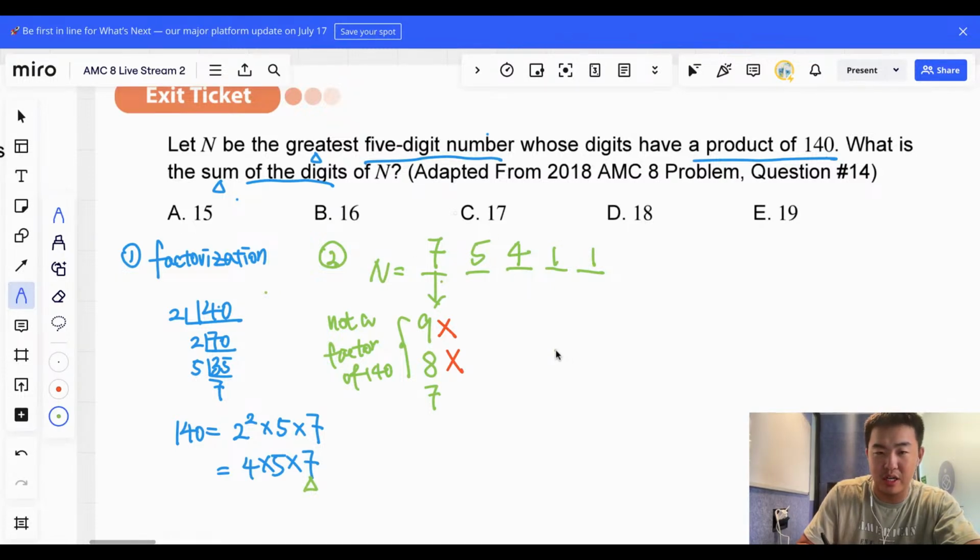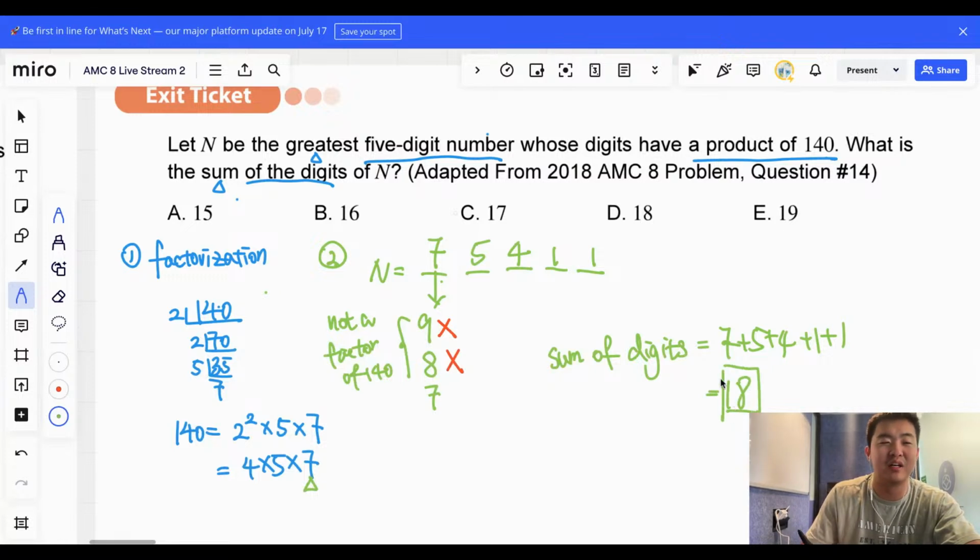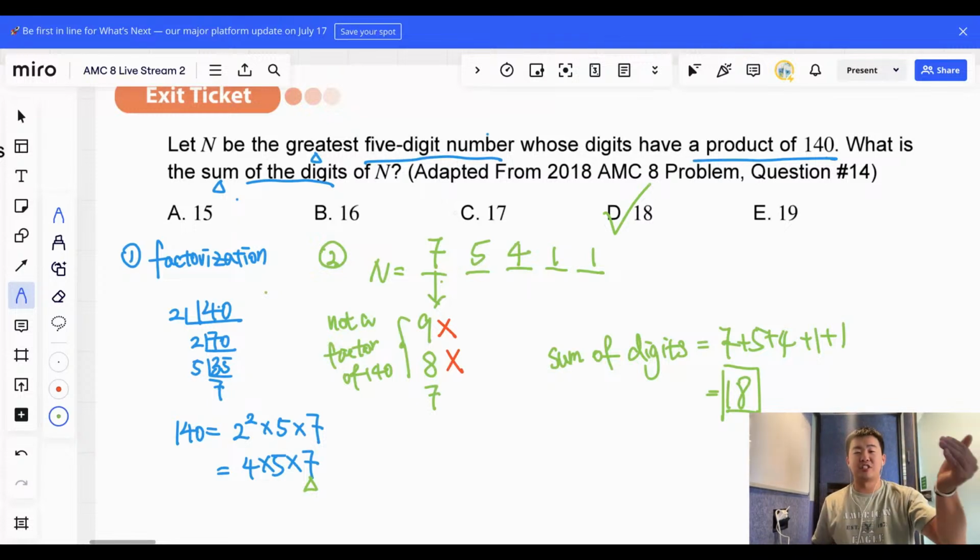So summation, I will just say sum of digits. Sum of digits is just 7 plus 5 plus 4, then plus 1 plus 1. So that's basically 12 plus 4 is 16. 16 plus 2 is 18. Okay, so 18. I will put a box to denote that's our final answer, 18. So that's for option D of this extra ticket problem.